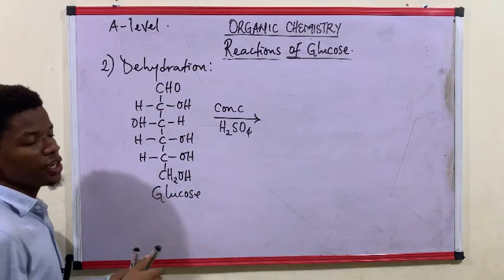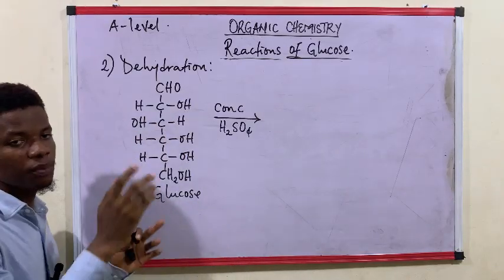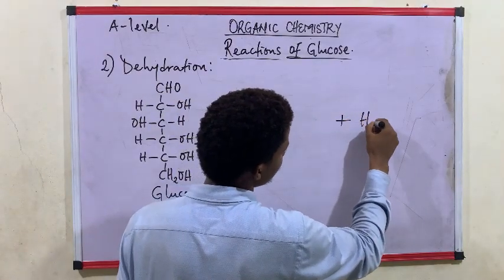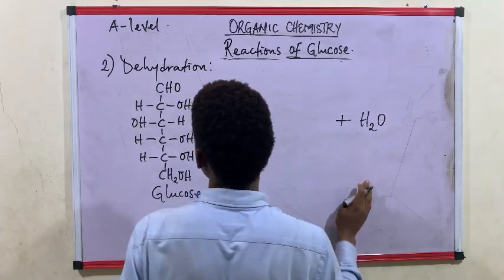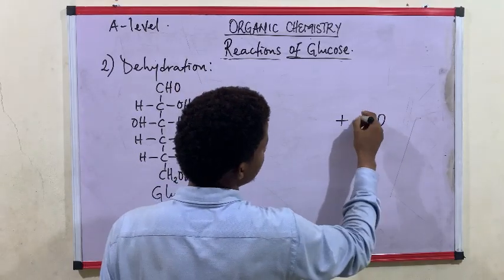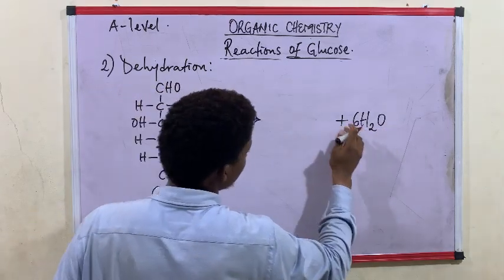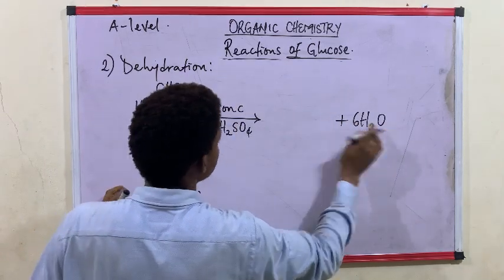So the OH and the H are going to be removed, all right? So we're going to have this. It's going to be removed in the form of water, H2O. So to balance, we'll put 6. So that 6 times 2 will be 12. We have 12 hydrogen, then 6 oxygen.